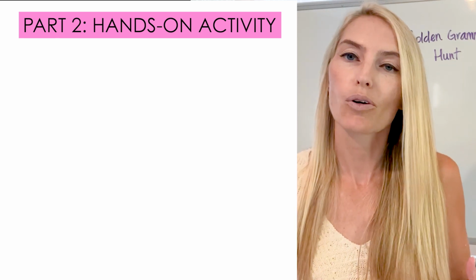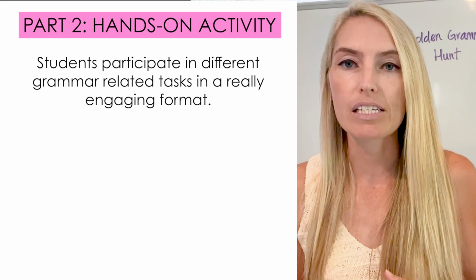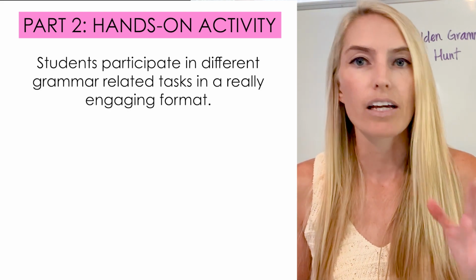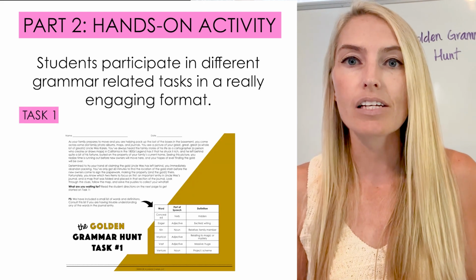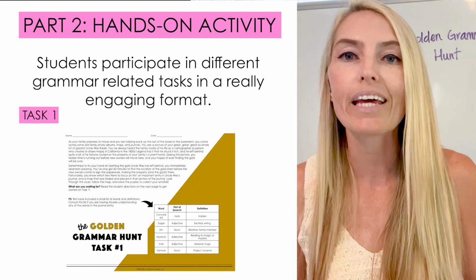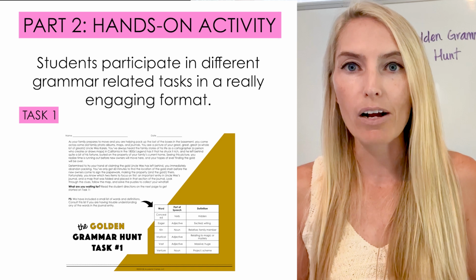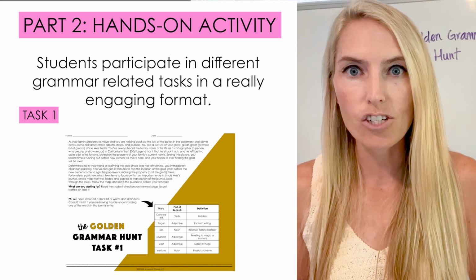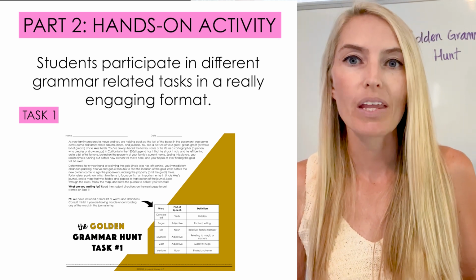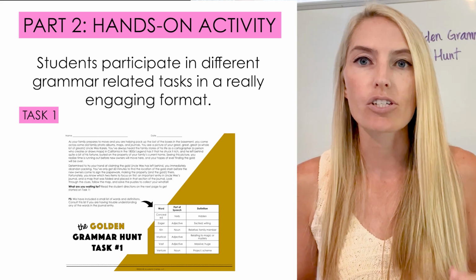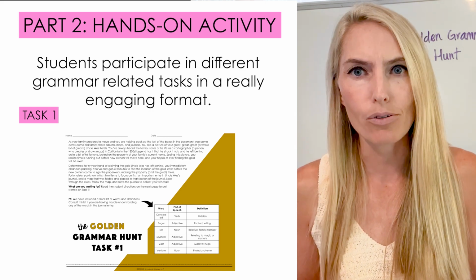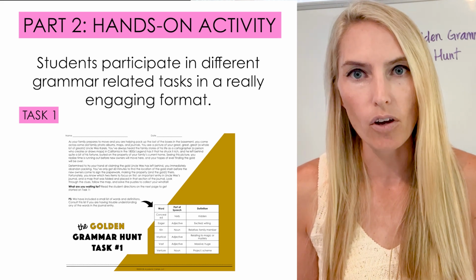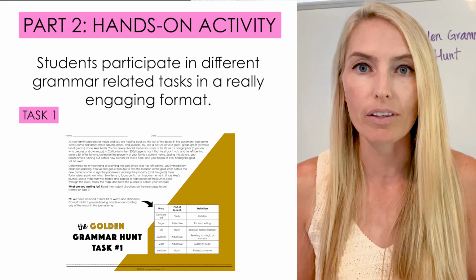So in part 2 of our Golden Grammar Hunt, students participate in different grammar-related tasks in a really engaging format. As you can see on your screen, here is an excerpt from task number 1. This gives students some background information, a quick engaging story that goes along with the theme, and then the task at hand, which is to look through the clues, follow the map given to them, and then solve the puzzles. Super fun for students, right? Talk about taking grammar to a totally different level.